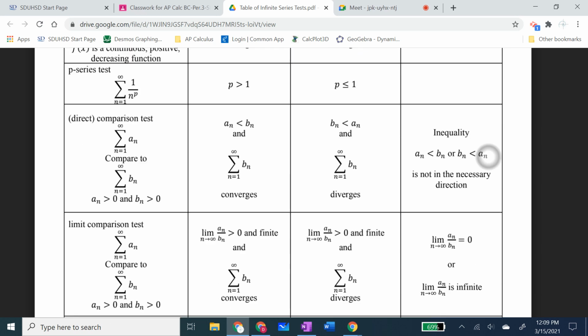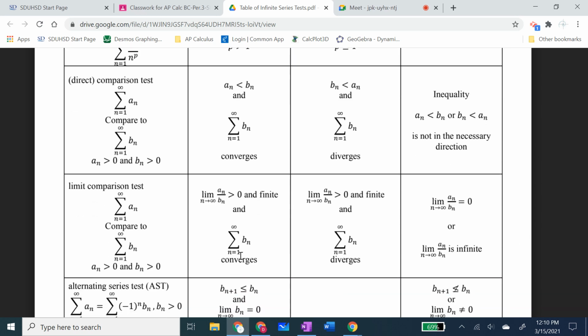And keep in mind, if you're doing one of the two comparison tests, the direct comparison test requires the inequality to be in the proper direction. So just here it just says that the inequality is not in the necessary direction. For the limit comparison test, if you are getting an answer of 0 or something that is infinite, that test is inconclusive. It cannot be used.